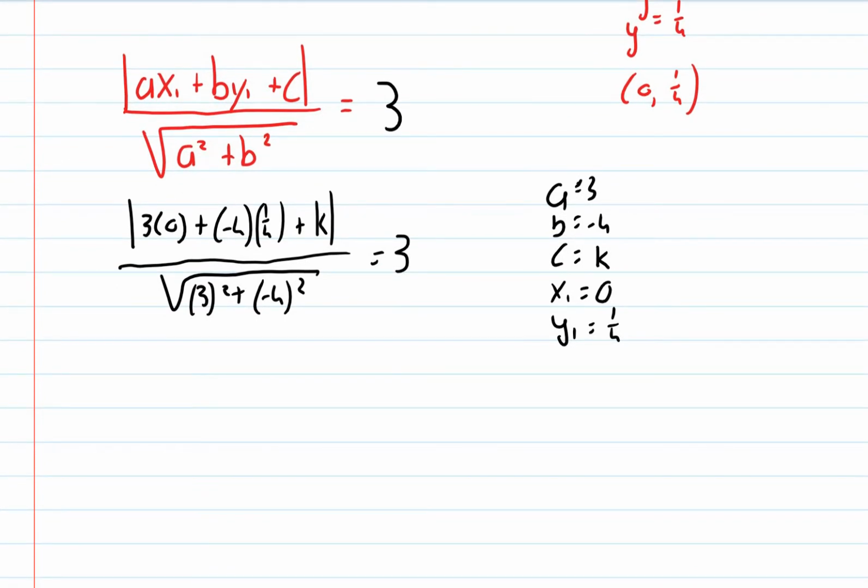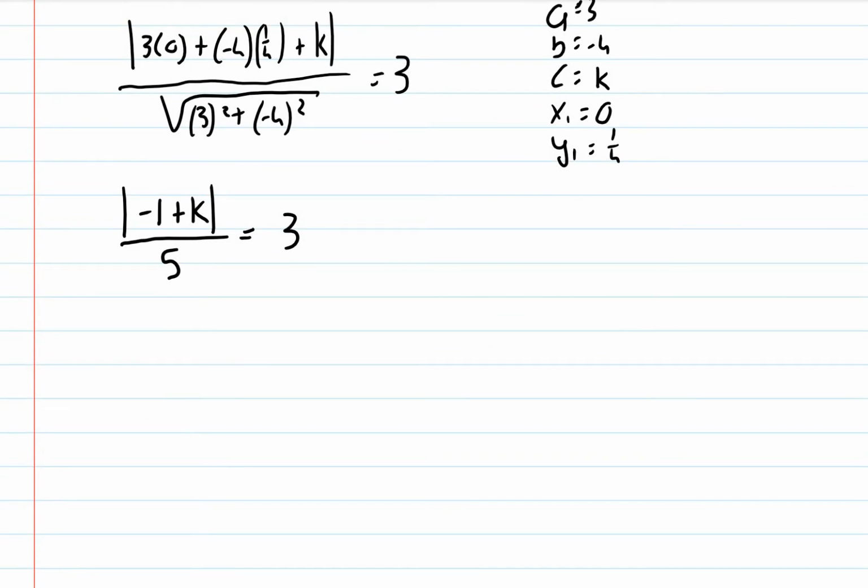I simplify it out. 3 zeros are 0. Minus 4 multiplied by a quarter is minus 1 plus k. That's all over, 3 squared is 9 plus 4 squared is 16, so that's 25. So the square root of 25 is 5. And that equals 3.